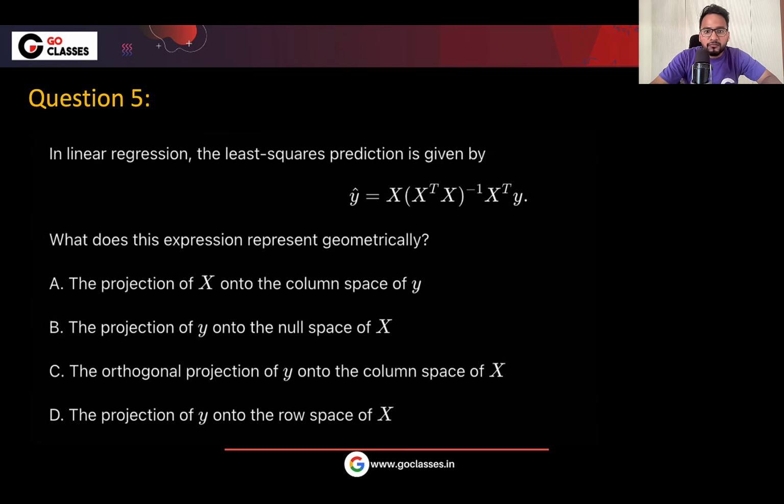This is question number 5, which is related to linear regression, the least squares solution. At the same time, it is related to linear algebra also, because they are talking about the projection, column space, row space, etc. So that's all. Just solve these 5 questions and comment your answers.